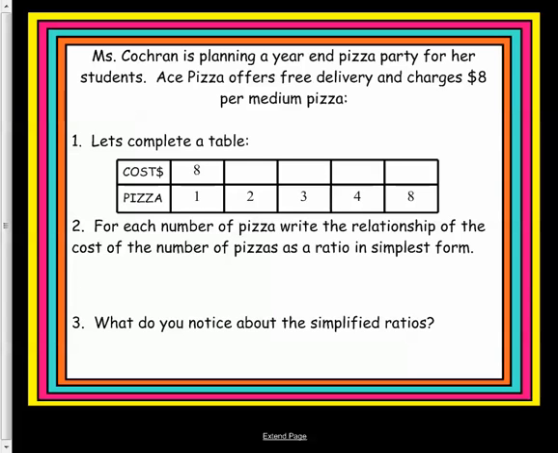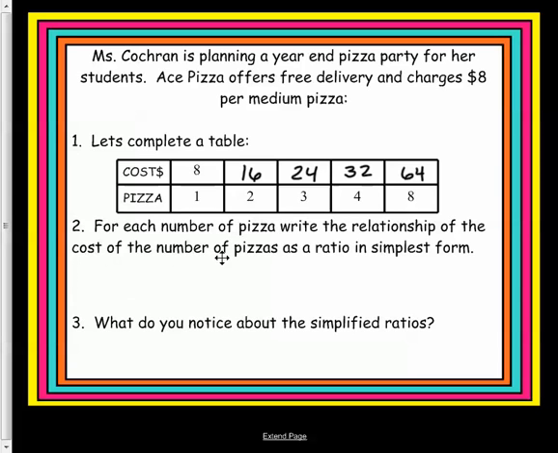So let's look at the chart and complete the table. If we have 1, 2, 3, 4, or 8 pizzas, go ahead and see if you can fill them in for me. Okay, so here's what I have. For 2 pizzas, it would be $16, $24, $32, and for 8, we can't just add 8. This one we actually have to think about. 8 times 8 is 64.